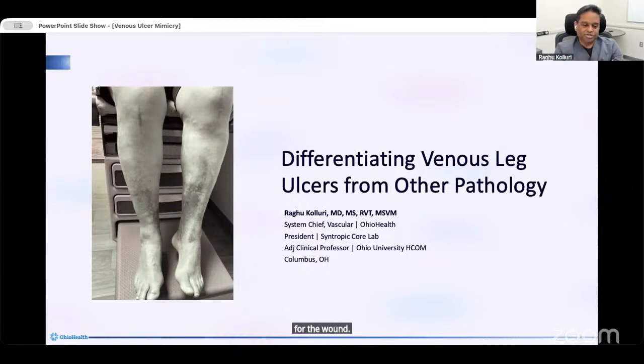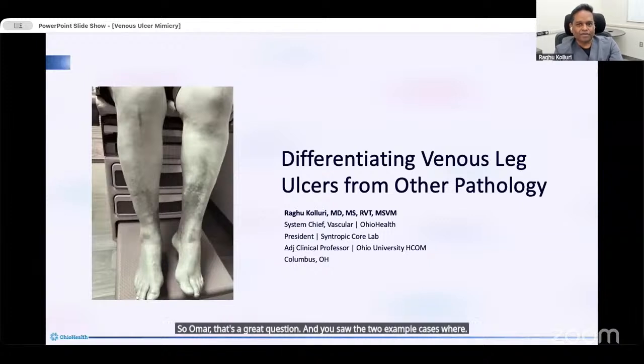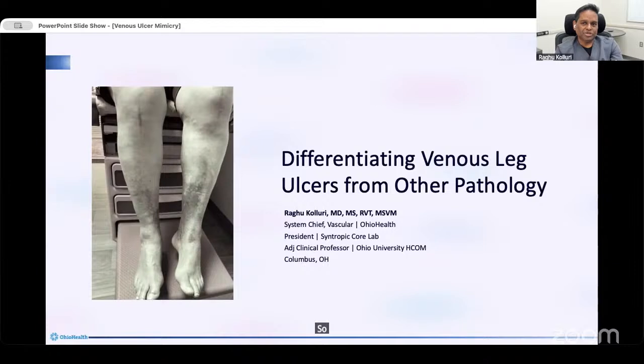So Omar, that's a great question. And you saw the two example cases where things happened after the endovenous ablation. So I'm not saying that we should not take care of the refluxing vein. For example, that tattoo ulcer that you saw, that was an irritation to the yellow color of the tattoo. But guess how it healed? There was also associated small saphenous vein reflux that I treated, and it healed magically after that with one Apligraf. So it's a combination of things, right?